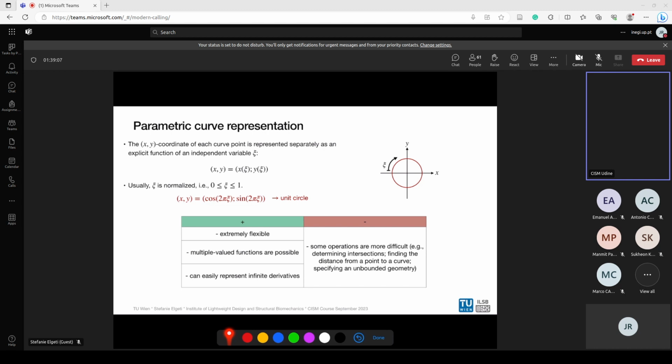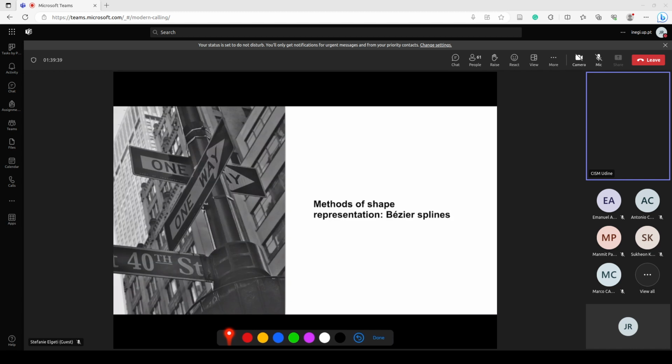But on the minus side, some operations are more difficult. We already mentioned the intersections. This is difficult with parametric functions because the parametric coordinate system is then different for each curve. So it's harder to connect them. Or, for example, finding the distance from a point to a curve, or also specifying an unbounded geometry. However, an engineering component is generally not unbounded, so it really doesn't matter so much for us in this case. So let me tell you about one example for parametric representation.